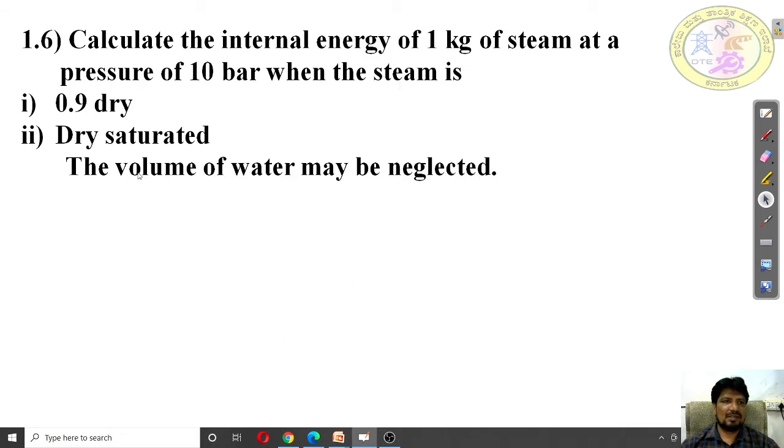Now let us discuss another problem. Calculate the internal energy of 1 kg of steam at a pressure of 10 bar when the steam is 0.9 dry. The second one is when it is dry saturated. Here the volume of water may be neglected. We are neglecting the volume of water, it is very small. For 1 kg the quantity of volume is very less, so we neglect it.